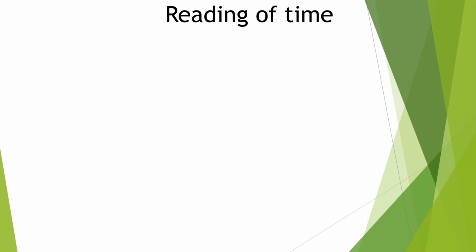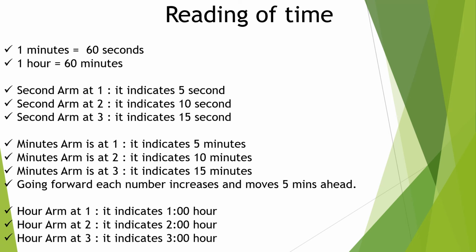So in this slide we are going to learn about reading of time. That means how to read a time. So 1 minute is equal to 60 seconds, 1 hour is equal to 60 minutes. What happens if second arm is at 1? It indicates 5 seconds. Same as it, what happens when it is at 2? It indicates 10 seconds. And what if it is at 3? Then it indicates 15 seconds.